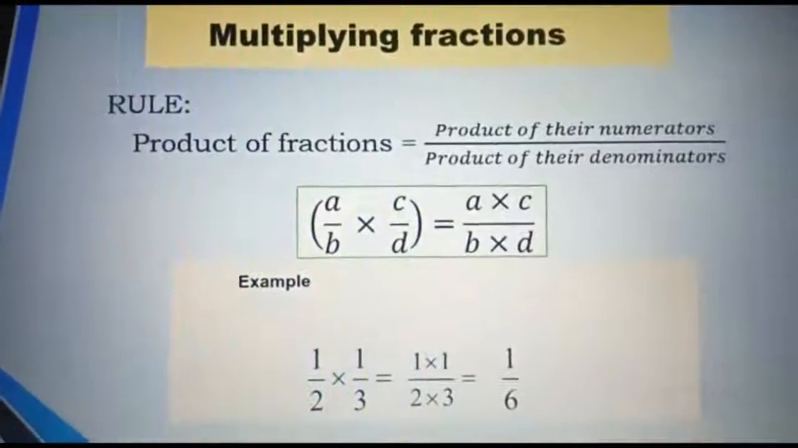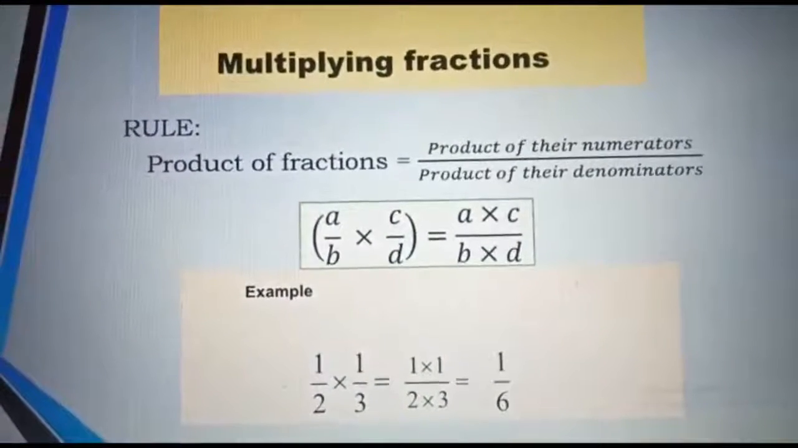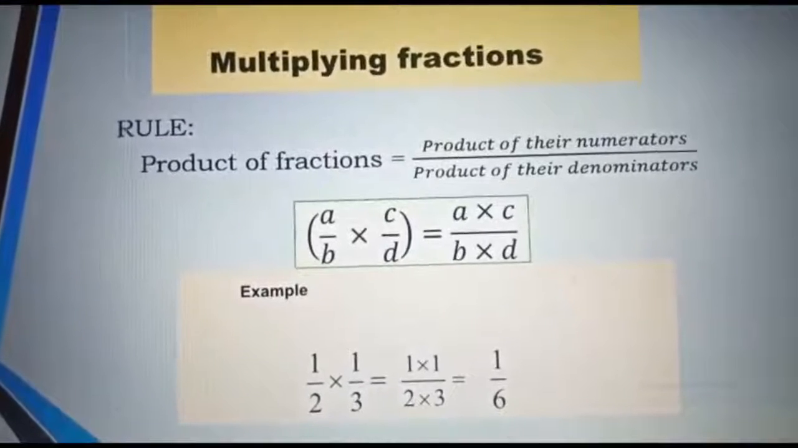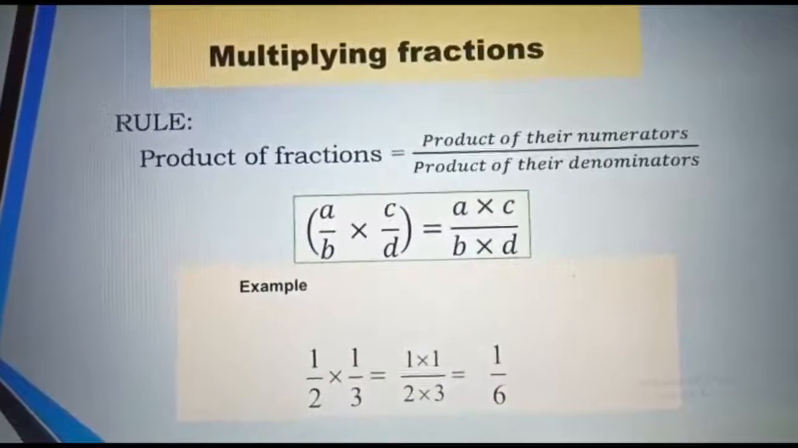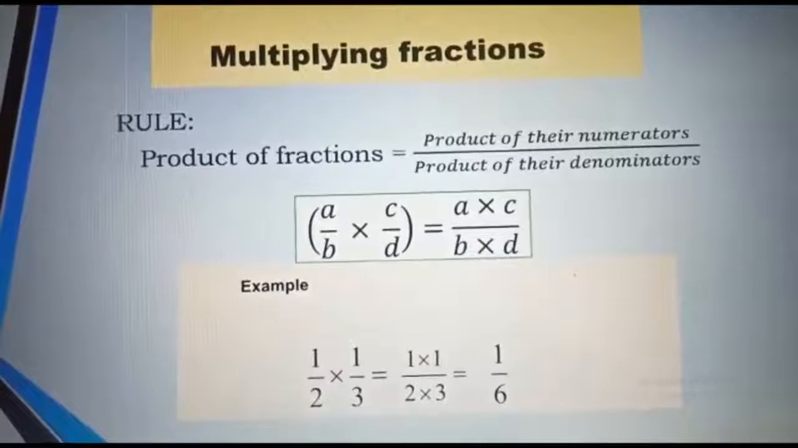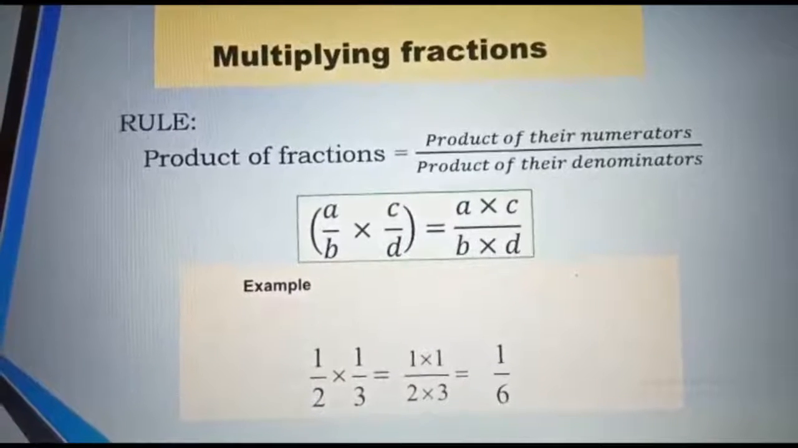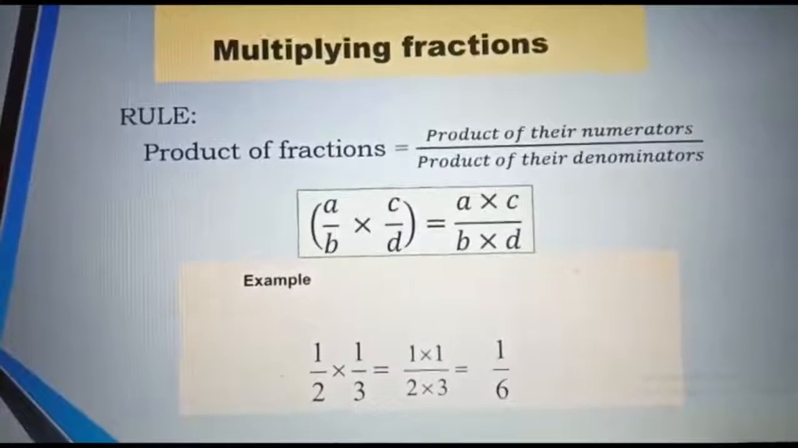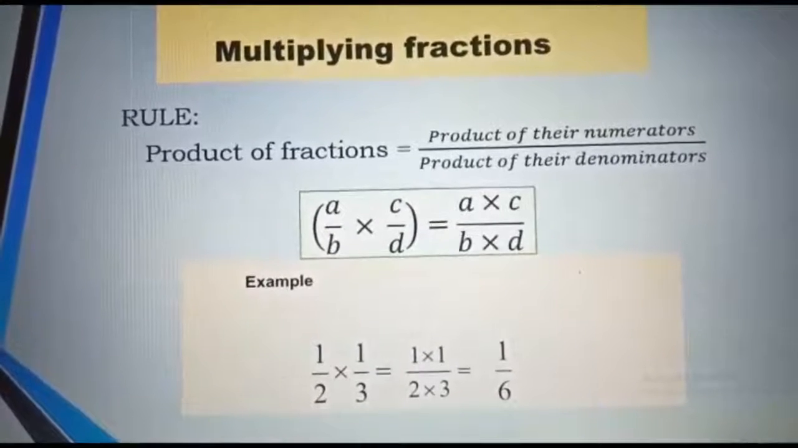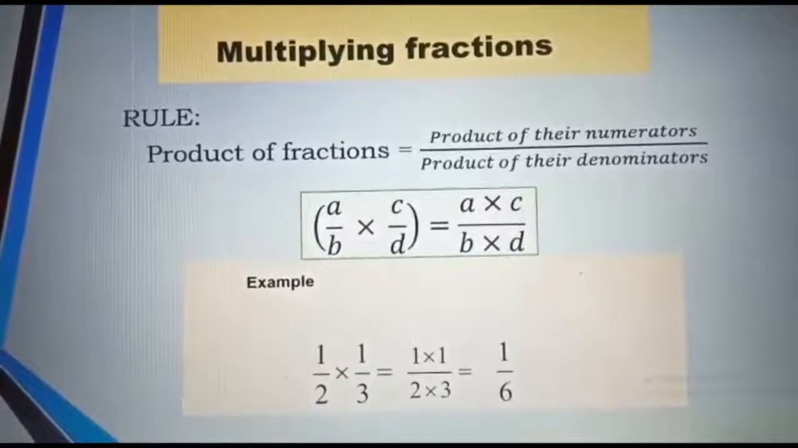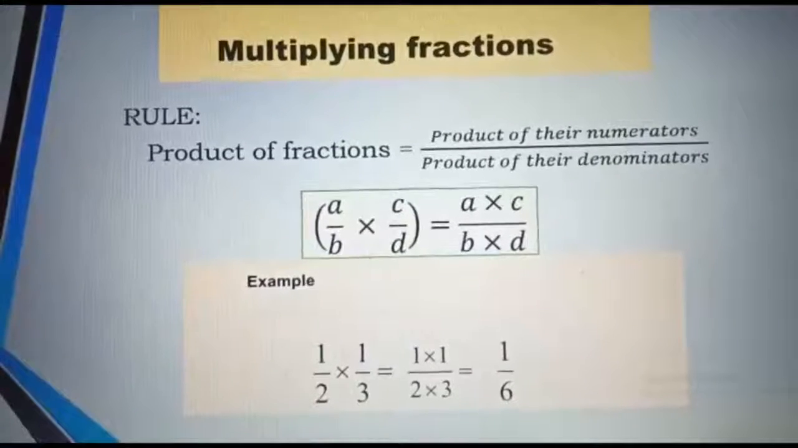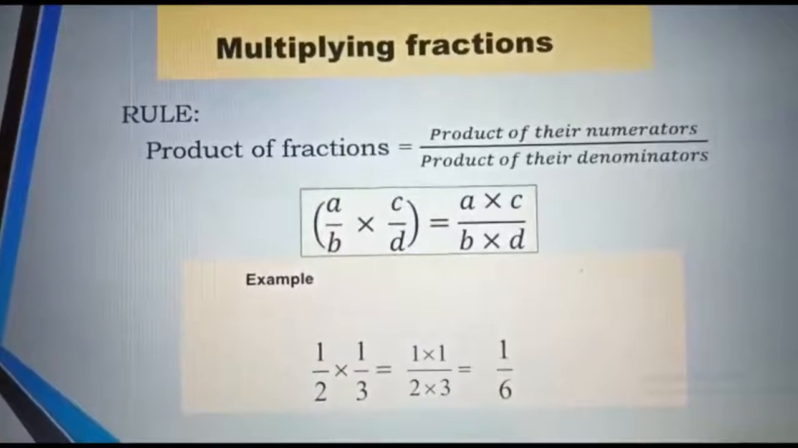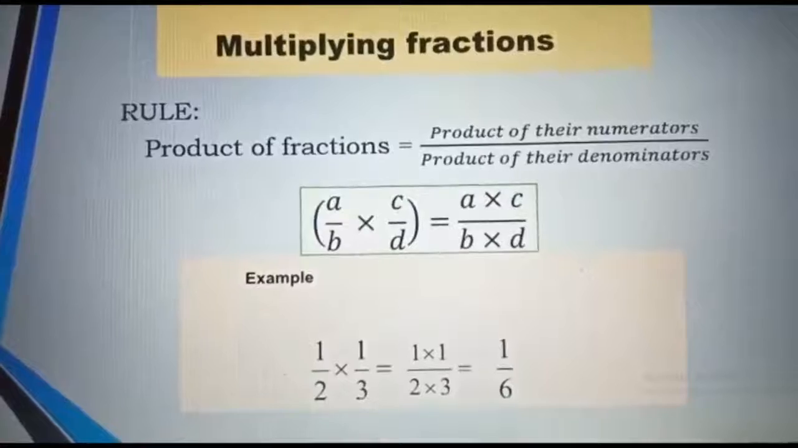The example is 1 by 2 into 1 by 3. Here we don't need to convert the denominators to the same. That is for addition and subtraction. But when we come to multiplication, there is no need to make the denominators the same. Directly we can multiply the numerators and denominators. What is 1 into 1? It's 1. And 2 into 3 is 6. So 1 by 6 is the answer for 1 by 2 into 1 by 3. This is the multiplication of fractions.